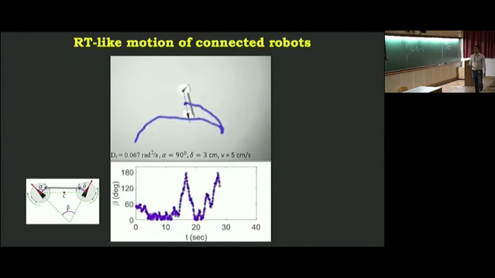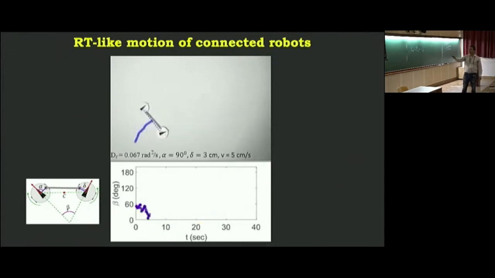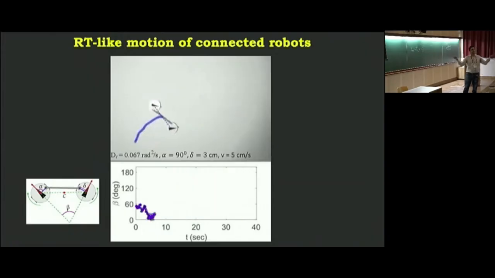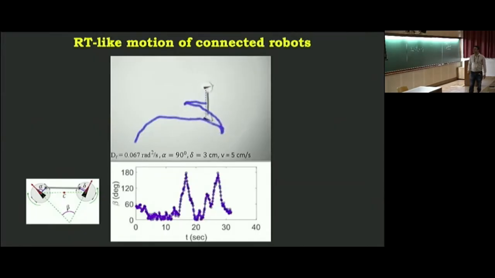I'll take one more minute. So this is basically the main result of the paper. You can see they run, and once in a while they tumble. These are the parameters. And we are here plotting the pair angle. Every time they are running, their orientations are aligned, call it synchronized. And every time their orientations are misaligned, it goes through this asynchronous cycle.